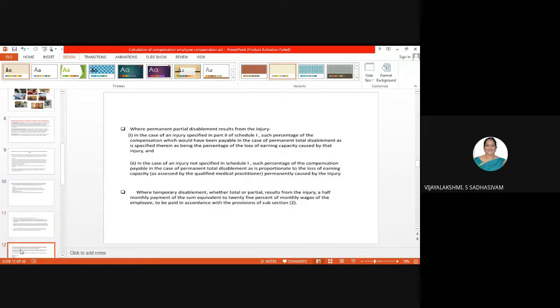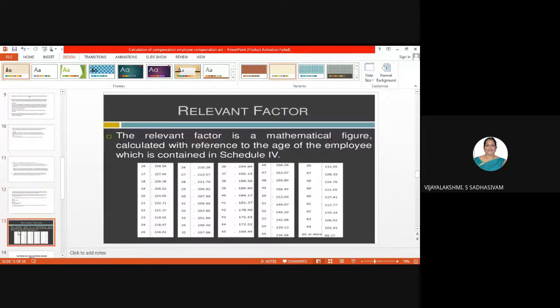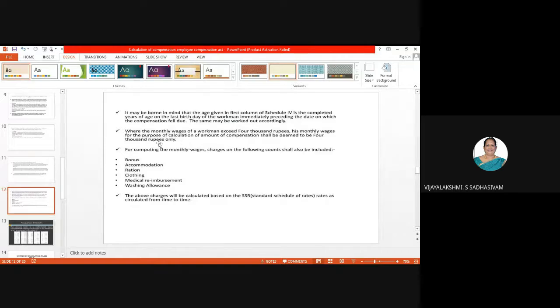Then we have to keep in mind the age, which, as I told you, is a very important factor. Based on the Schedule 4 relevant factor, we have to take the age and the relevant factor. So we will take that based on the years completed at last birthday. Whatever age he has completed at his last birthday, that should be taken, of the workman immediately preceding the date when the compensation fell due. So this is how we have to work it out.